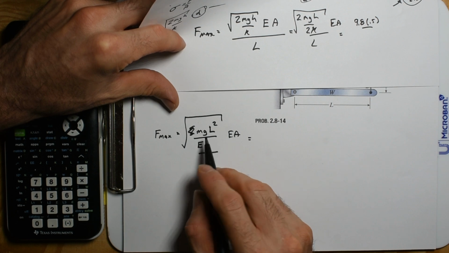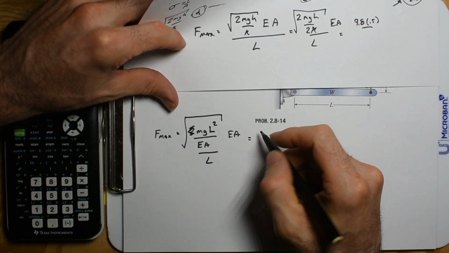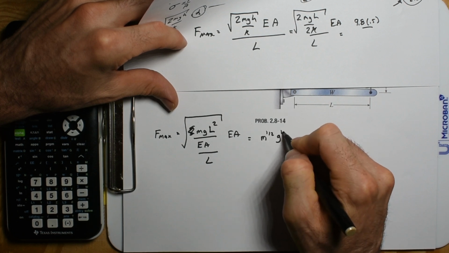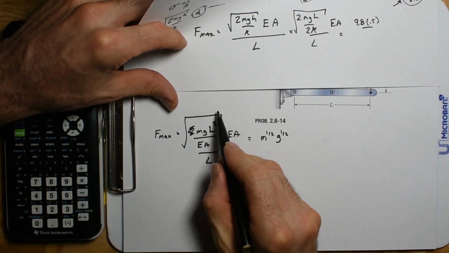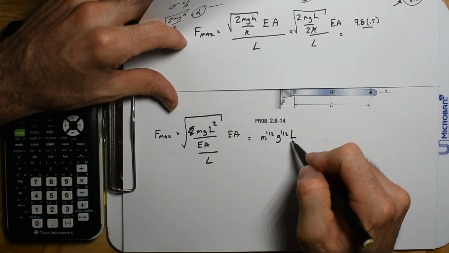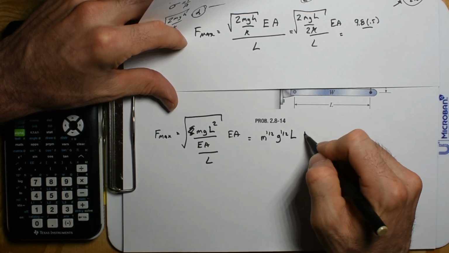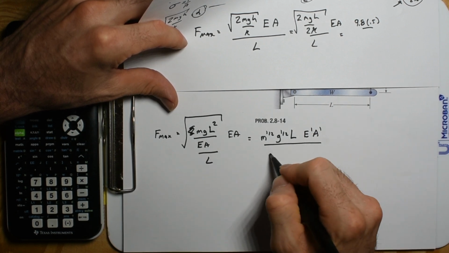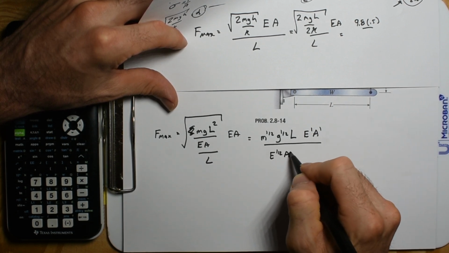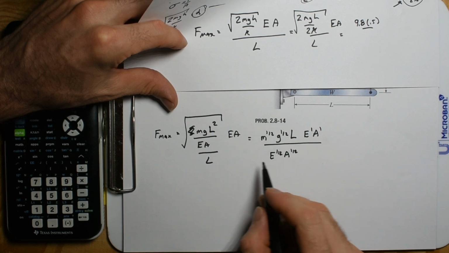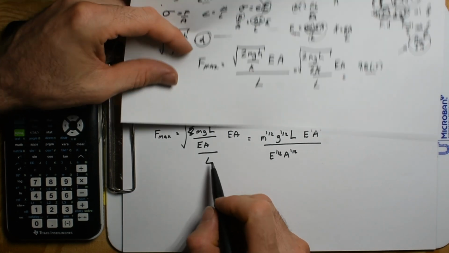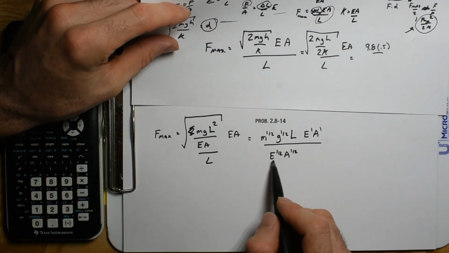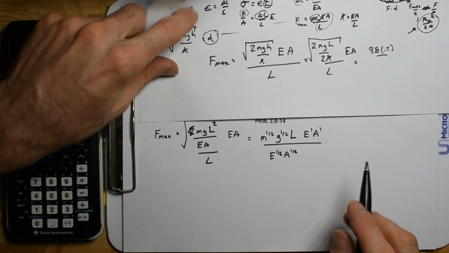So what I would do is square root everything. Now you're going to have m to the 1/2, g to the 1/2, L squared to the 1/2 is just L, and then you're going to have E to the 1, A to the 1, but now you're going to divide that by E to the 1/2, A to the 1/2. See how it's going to make our life easier? Where does L go? Is it all divided by it? Yep, this is still in the square root.